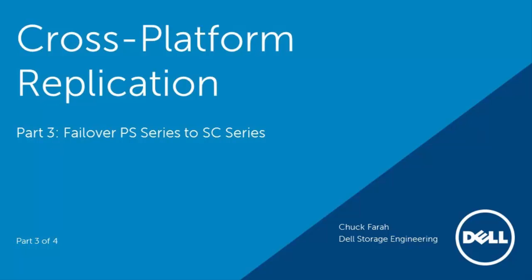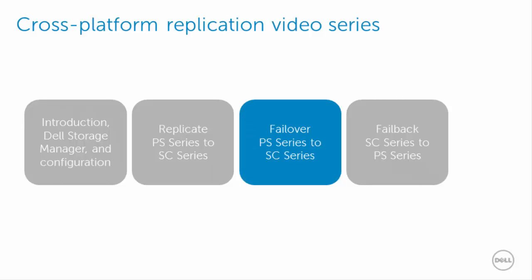Today we will fail over a PS series volume to an SE series array. Cross-platform replication is again our PS to SE series replication. It allows us to replicate between the two arrays for disaster recovery. We demonstrated that in the first video. We also showed you how to configure the iSCSI relationship between those two arrays. And then in the second video, we replicated a PS series volume to an SE series array. And then today we will fail over that PS series volume. And then finally, we'll fail back the SE series to the PS series, to the original replication relationship.